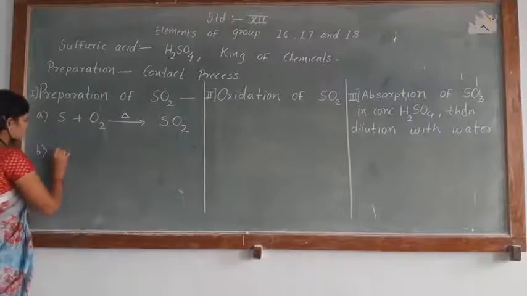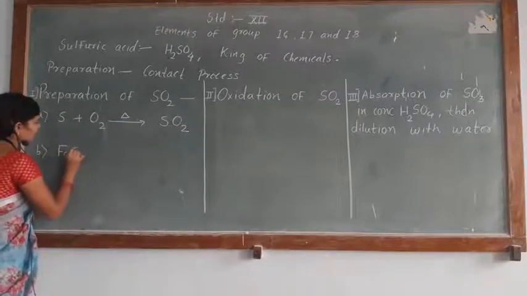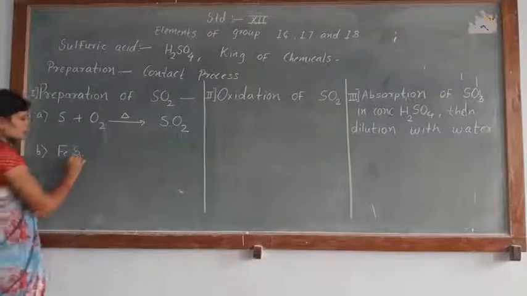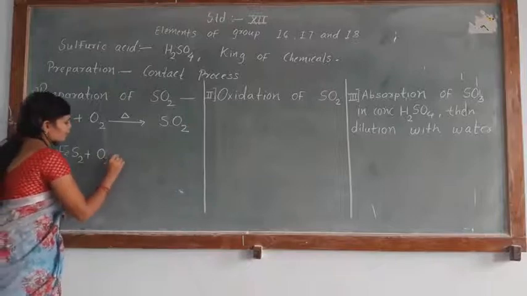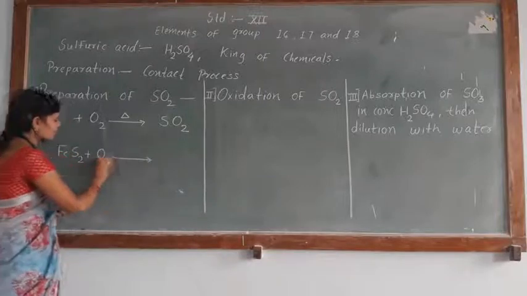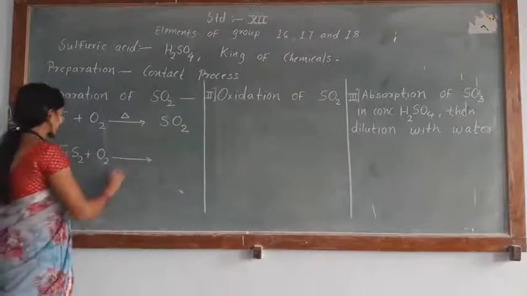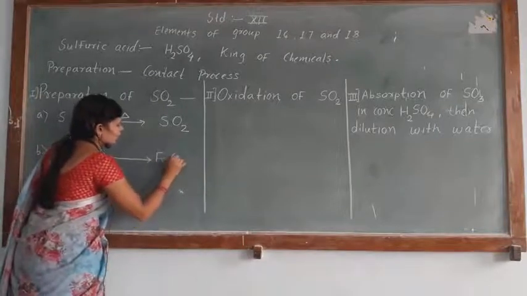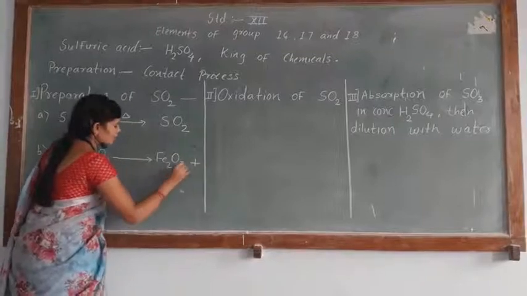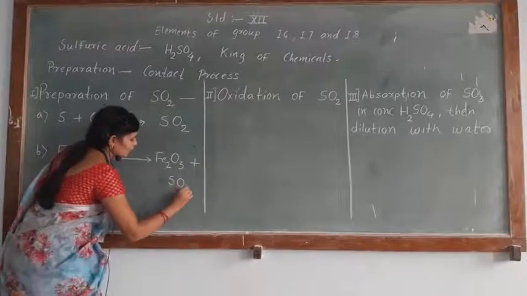Iron pyrite possesses the formula FeS2. So when this iron pyrite is roasted in presence of oxygen, it gives the formation of ferric oxide plus sulfur dioxide.